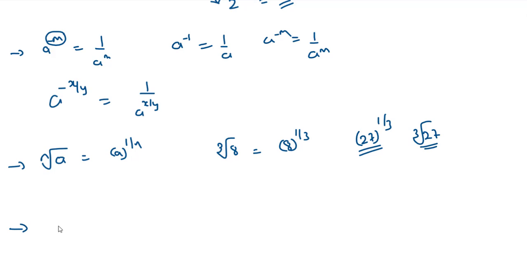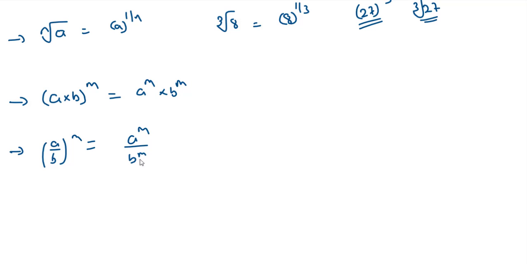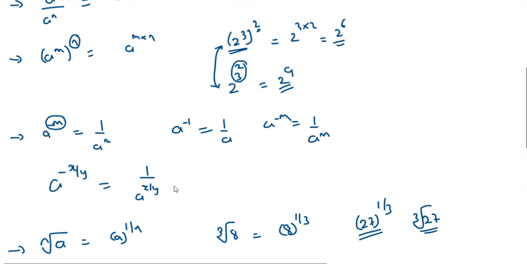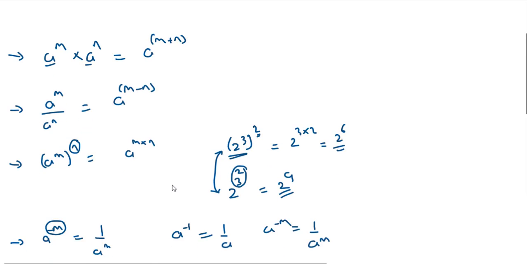The sixth law, which is a into b the whole raised to m. If a number is represented in this format, you can split up the power. This can be written as a raised to m into b raised to m. Similarly, if there are two numbers of the form a by b the whole raised to m, this can again be split up as a raised to m upon b raised to m. So as you can see, these are pretty basic rules which you don't really have to memorize. You just need to get an understanding so that these rules come out naturally while solving the problems.